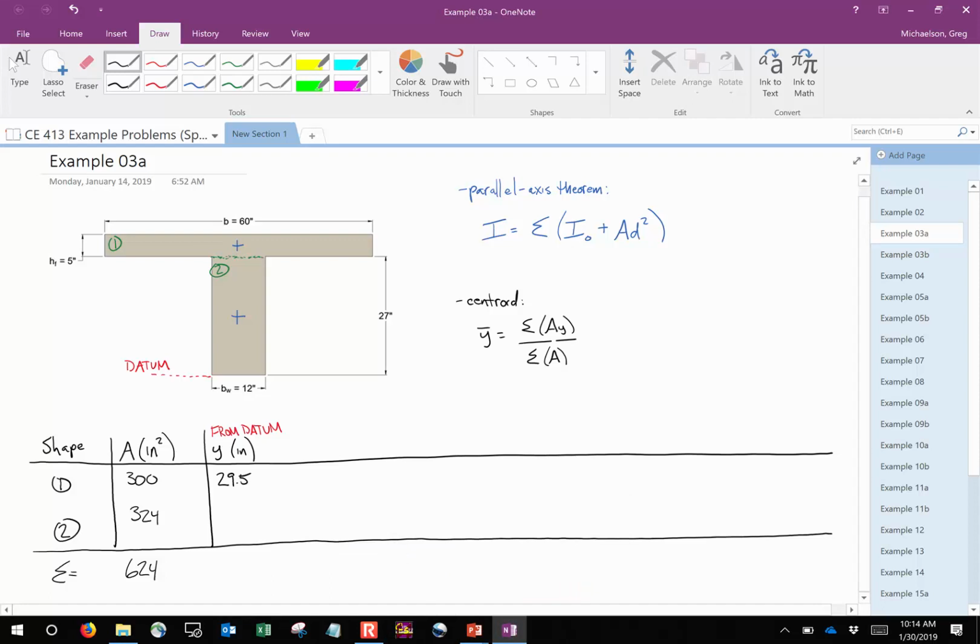Okay. What about the next one? Okay. How far is it from shape number 2 to the centroid of the whole thing? Say it again. There we go. Sound good? All right. Now what we can do is we can compute AY quantities. So AY quantities are pretty straightforward. We just take each of these and multiply them by one another.